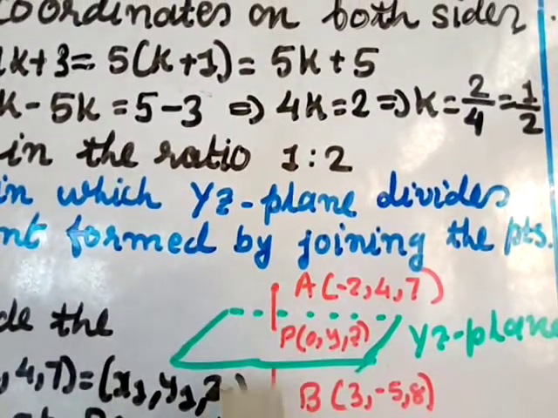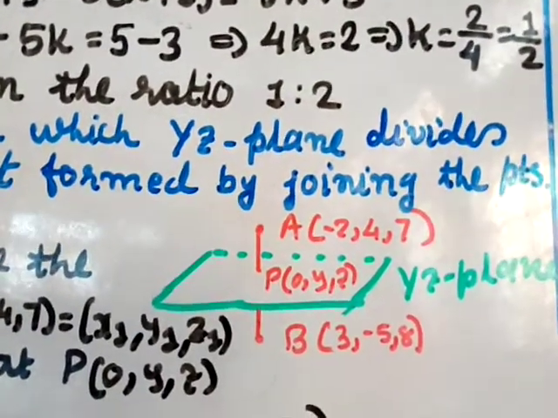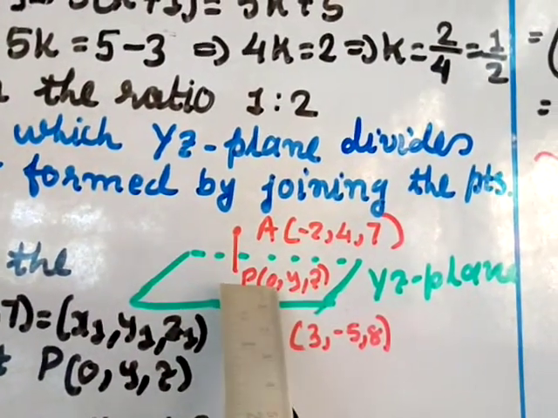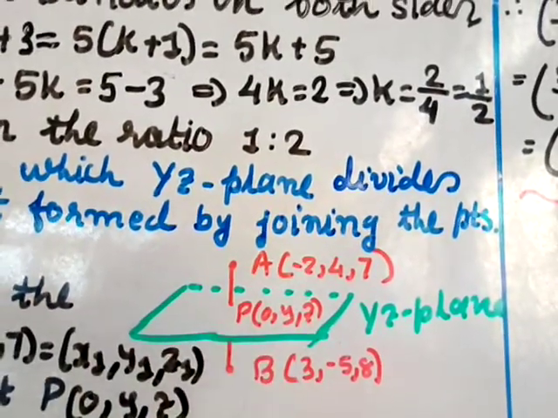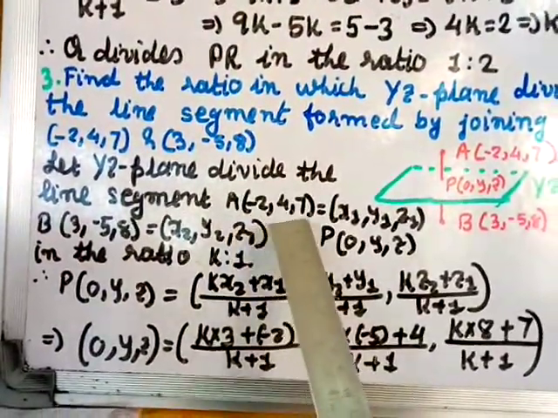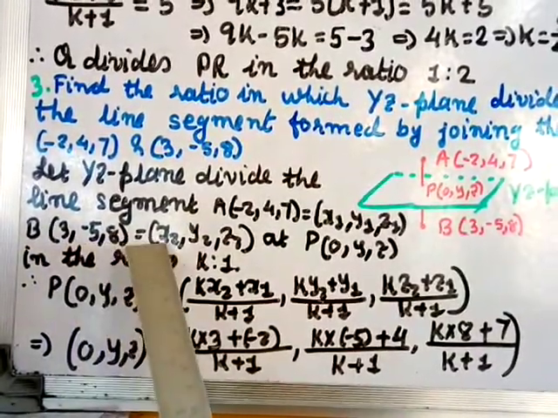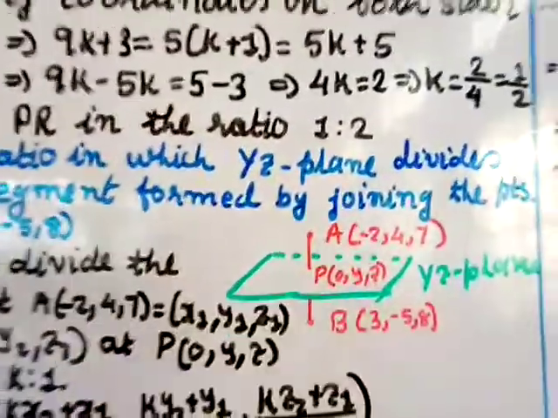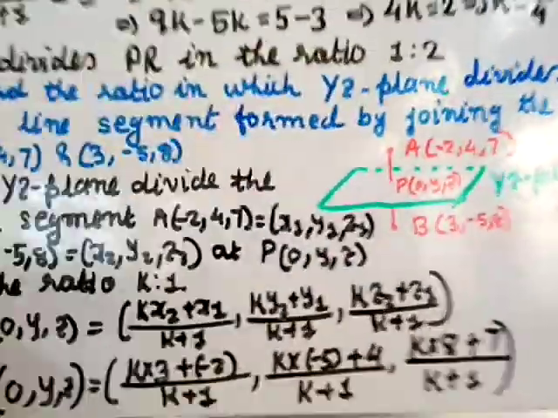Okay, the line intersecting with the plane is this point P, and point P is in the YZ plane, and on the YZ plane the point is of the form P, x coordinate is 0 and y and z will have some value. So P will be (0, y, z), and P is the point of division. Let the YZ plane divide the line segment A (-2, 4, 7), call this x1, y1, z1, and B (3, -5, 8), call x2, y2, z2, at P (0, y, z). Okay, since it is in the YZ plane, you are taking P coordinates as 0, y and z, in the ratio k is to 1.